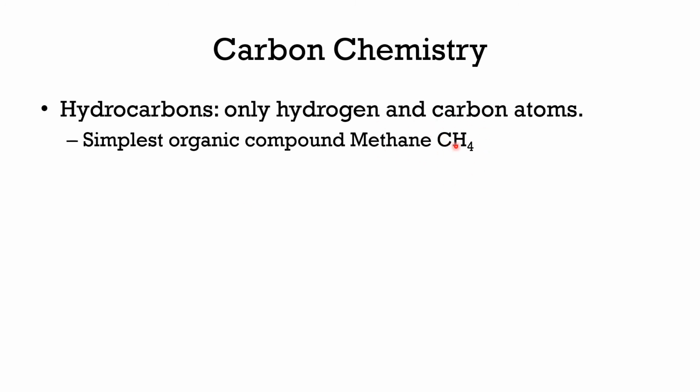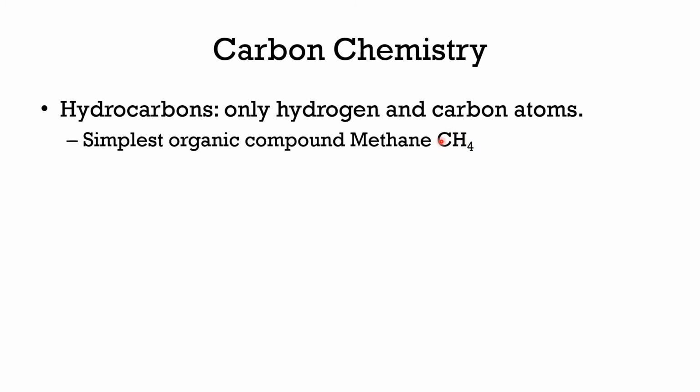Now, when you start seeing these molecules written out like this, this is called the molecular formula. So it's telling you what atoms you have present. And then if it has a little number as a subscript, that's telling you how many of those atoms you have.